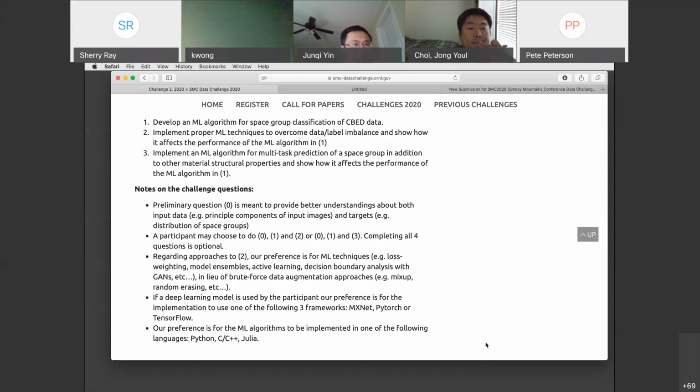As I mentioned, as listed in the document, the first question is just a typical data EDA, data engineering task to help you understand the challenge. Because as you can imagine, the space group is not uniformly distributed among natural materials. And actually, it's quite imbalanced, which is a big issue. The first issue is how to deal with the quite unbalanced data in your learning process.